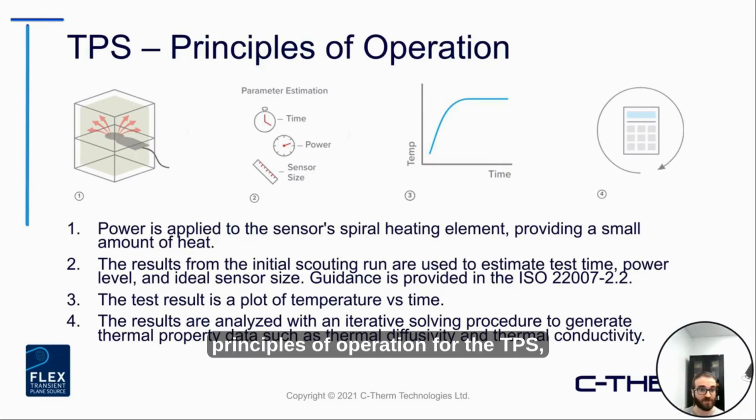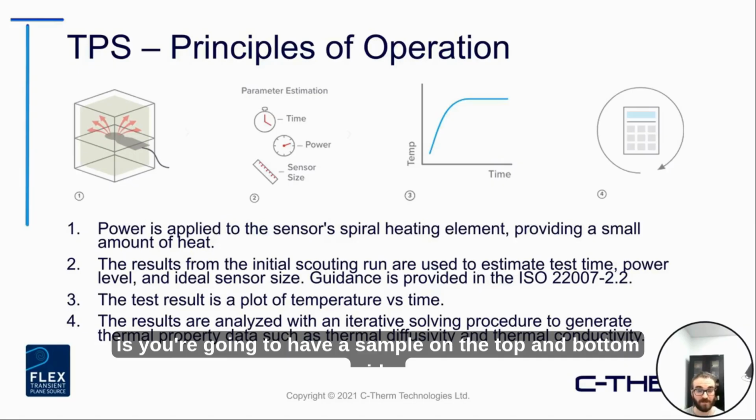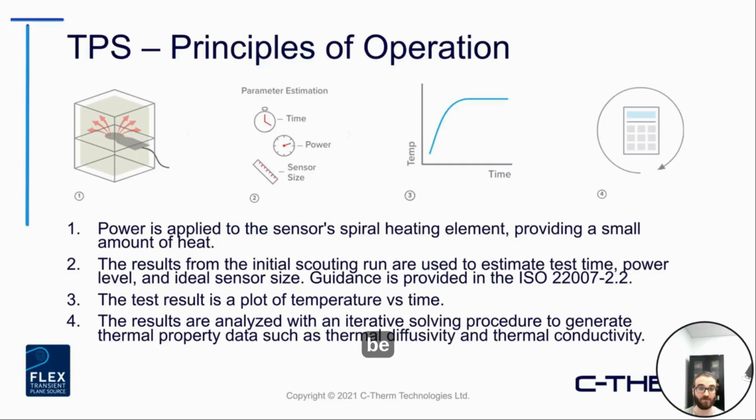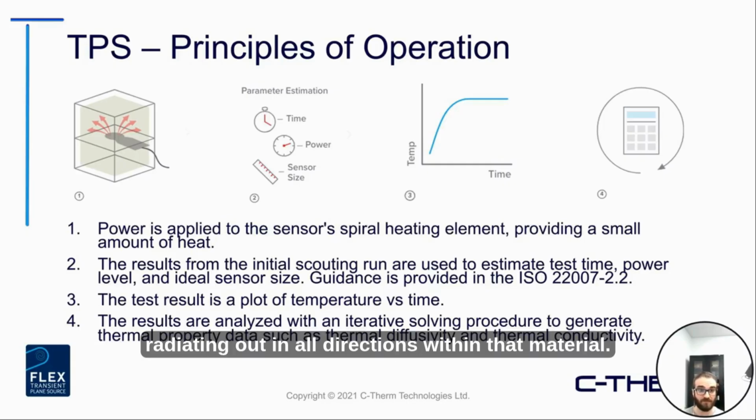So at a high level, principles of operation for the TPS, again, it's a double-sided sensor. So main idea with your setup is you're going to have a sample on the top and bottom side. That heat pulse that's delivered from your measurement will be radiating out in all directions within that material. You as a user will be required to adjust the timing and power parameters for your measurement. As the measurement is running, you'll see that the data that we're collecting is looking at the change in temperature that occurs as a function of time. This will be fairly consistent across any transient-based measurement. Again, true here for the TPS.